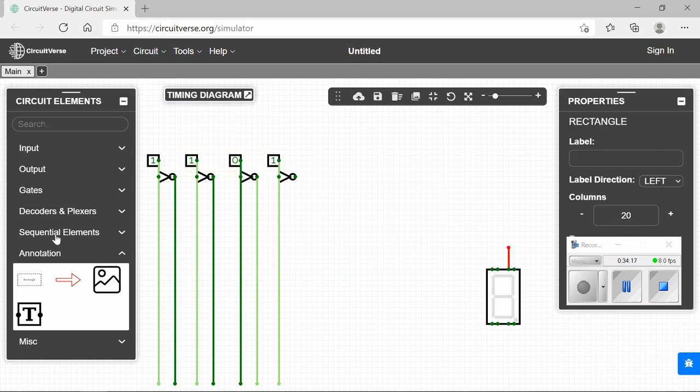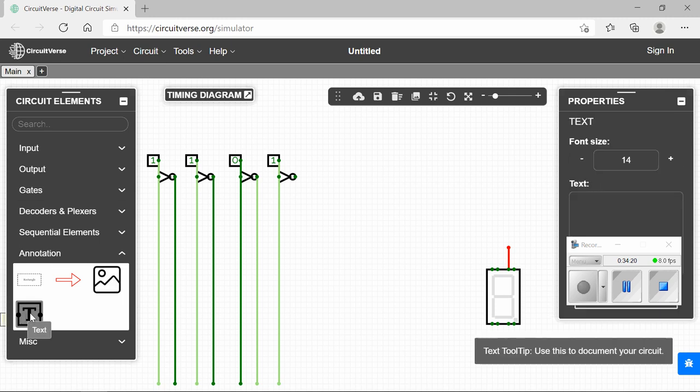Yeah, do that later. Oh, yeah, I just want text.